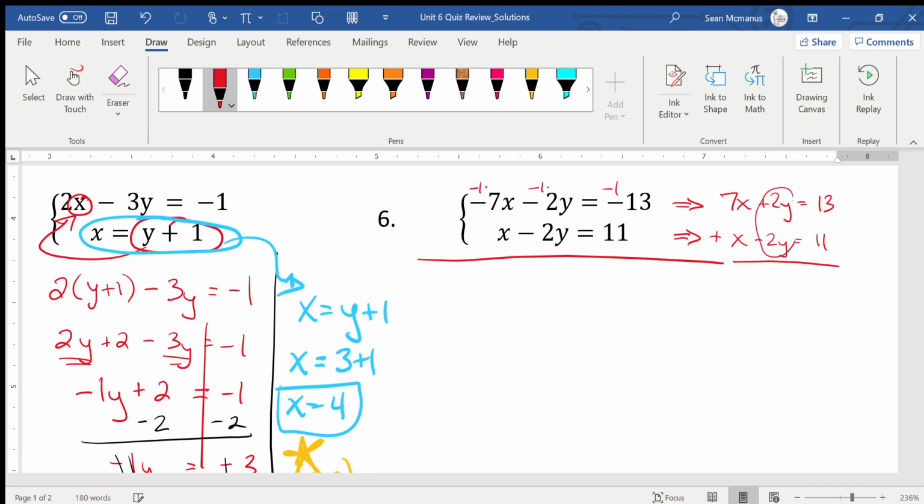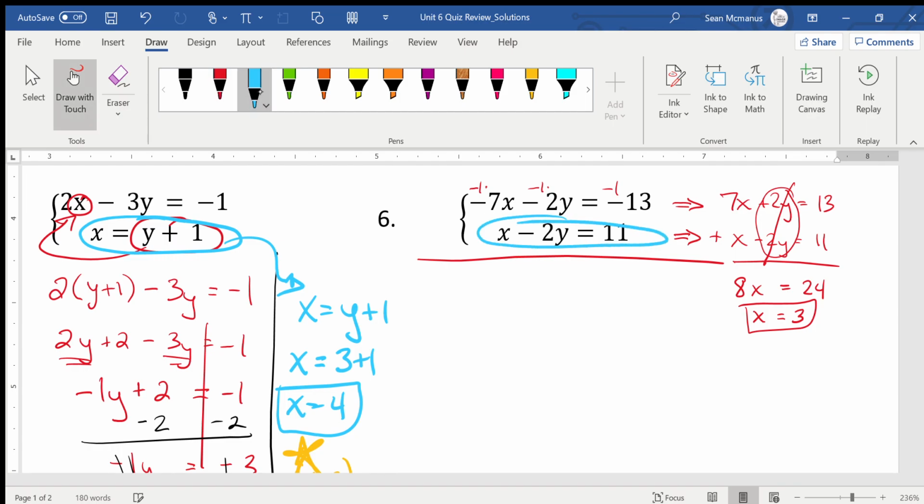Now I see these two, a +2y and a -2y, when I add them together goes away. So I end up with 8x equals 13 and 11 is 24. So 8 times what would be 24? The x has to be 3. Right, so that's a pretty quick way, if they're lined up, to solve using elimination. So the x is 3. And now I'm going to plug into either equation. It doesn't matter. I'm just going to pick this one.